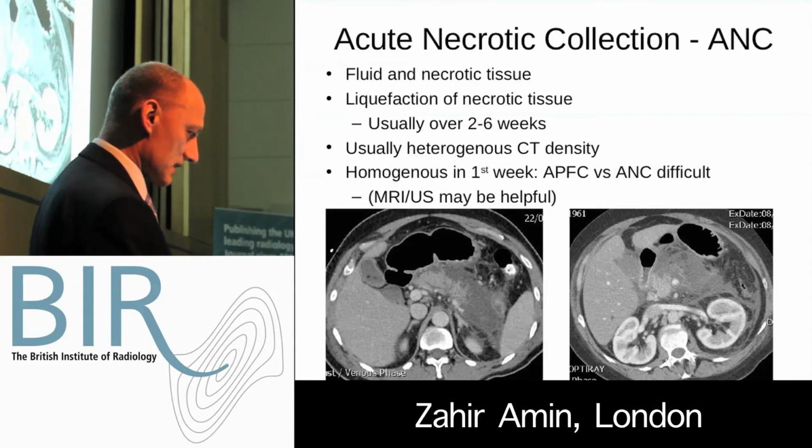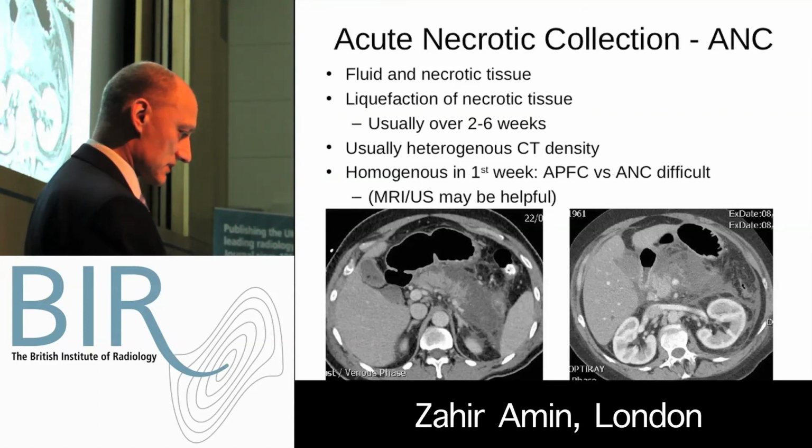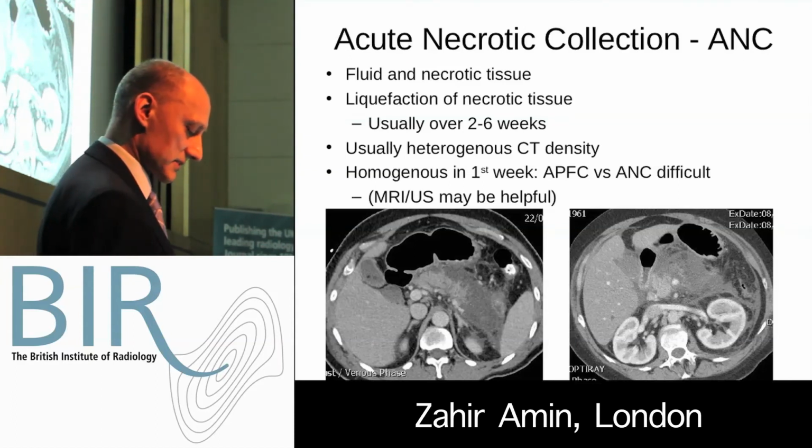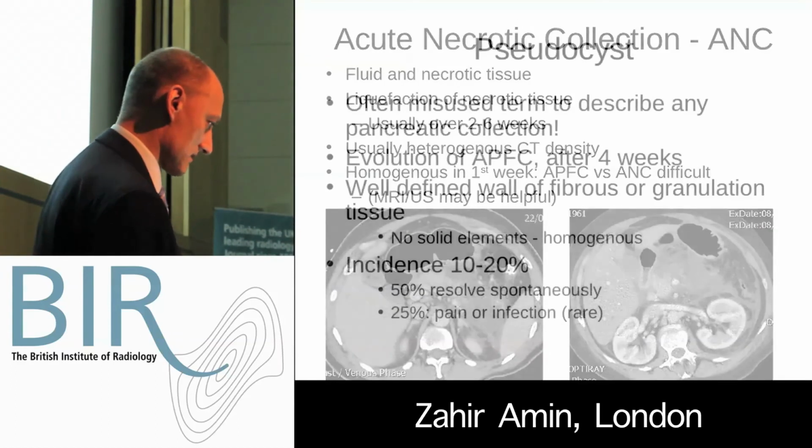And here we can see an acute necrotic collection that hasn't got a very clear wall at this stage. And similarly here, but with a higher density necrotic collection, you can see necrosis in the pancreas here, head of pancreas, and here's the necrosis in the tail of pancreas. So the presence of that necrosis means these collections are not going to be simple peripancreatic fluid collections. Again, in the first week, differentiating the two can be difficult depending on their density, and the MR and ultrasound can help if thought to be clinically necessary.